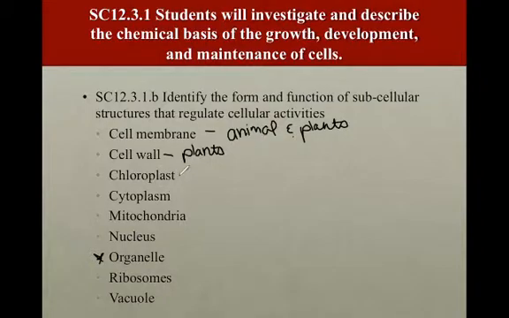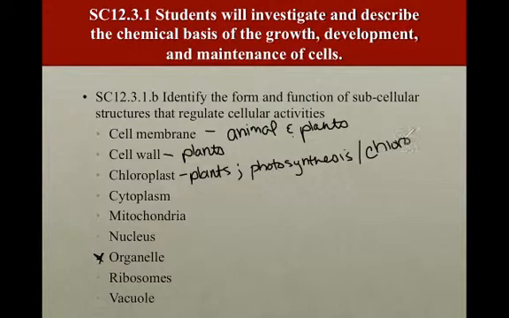Chloroplasts are in plants. And what are they good for? Why do we need chloroplasts? They take energy from the sun and make it into chemical energy. And what's that process called? Photosynthesis. Photosynthesis occurs in the chloroplast. What's the stuff that's in there? What color are they? They're green, depending on the plant. Chlorophyll.